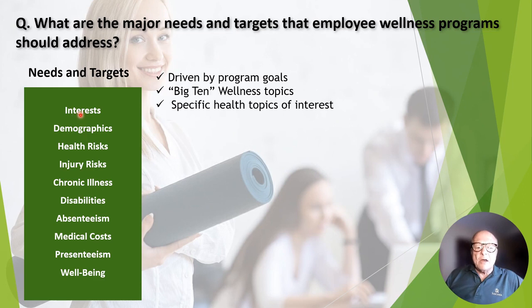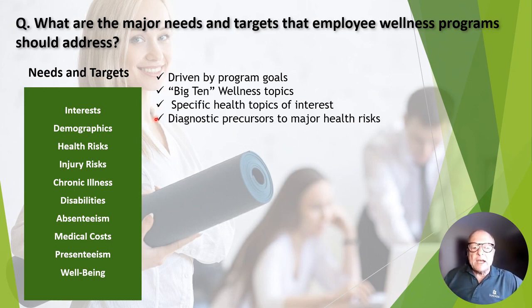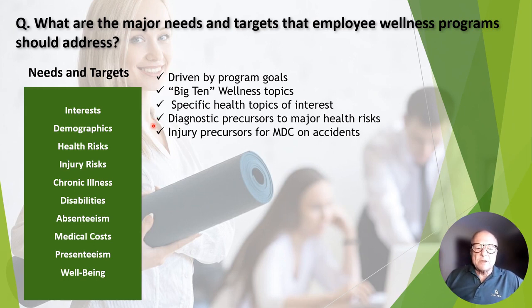Our specific health topics of interest may be gleaned from a population by a survey device, and we use what's called a wellness interest survey device to help identify what topics are of interest to the group that you're working with. Another one of the areas that you can think about is some diagnostic precursors to major health risk. That can be things like hypertension, high cholesterol levels, elevated blood pressure, and increased levels of blood glucose. So there are some diagnostic precursors that we can potentially use.